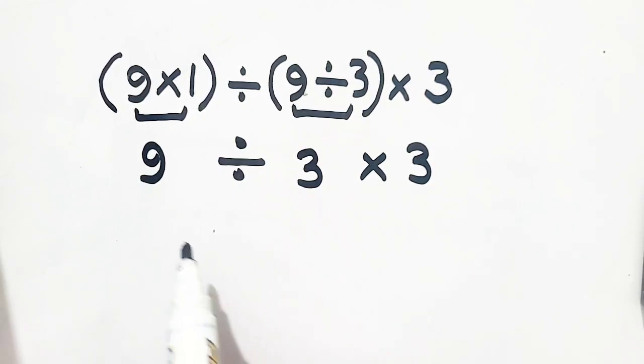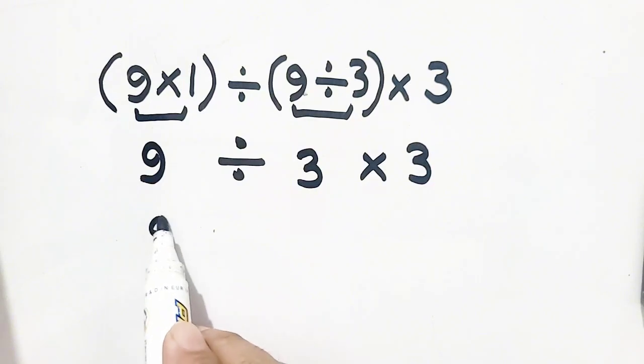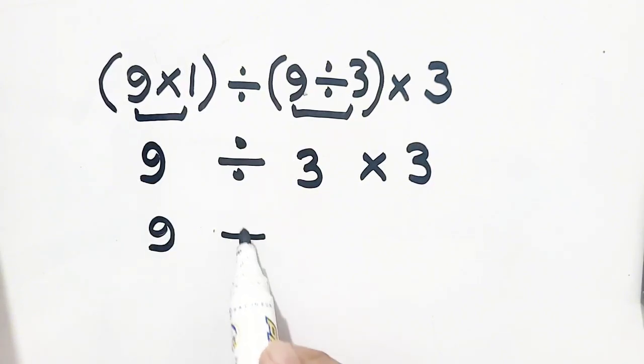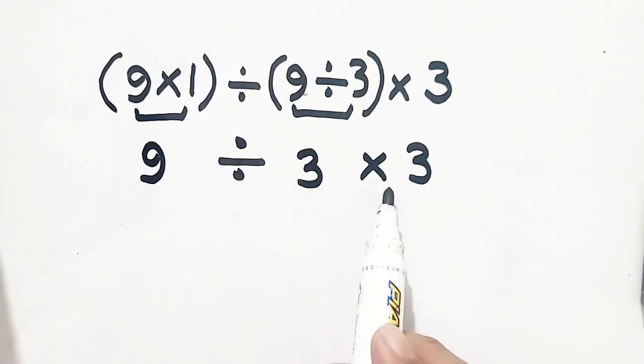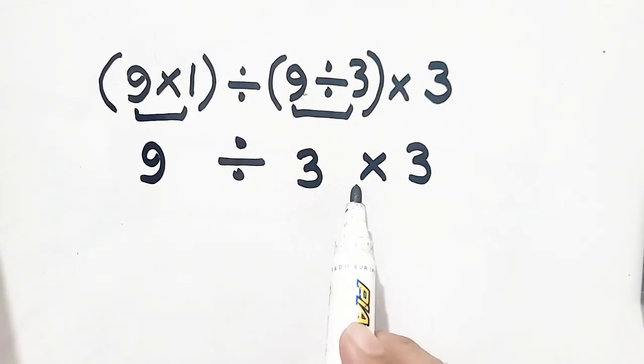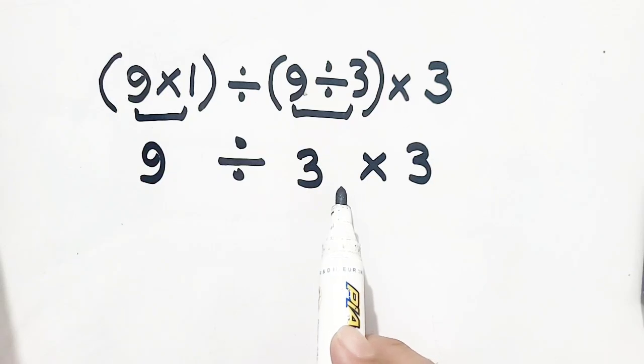Are you understanding or not? I mean, I have to solve it in this way. 9 divided by 3 times 3 will be equal to 9. So 9 divided by 9 will be equal to 1. But it is wrong. So we have to follow the order of operation for the correct answer.